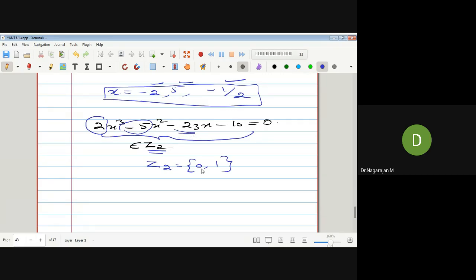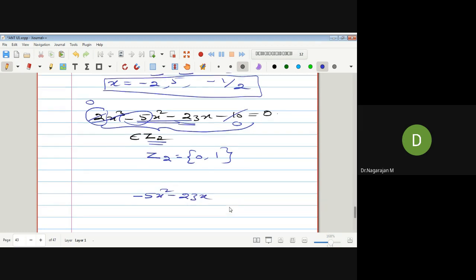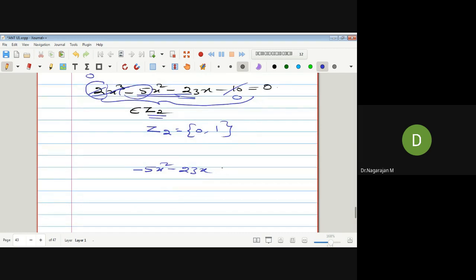Suppose it is 0, you can divide by 2 and the remainder is 0. Therefore, we eliminate this element. Where an element is even, it is cancelled because the corresponding element is 0. So only consider minus 5x squared minus 23x. This is odd, so that's very important: this is odd means the remainder is 1.